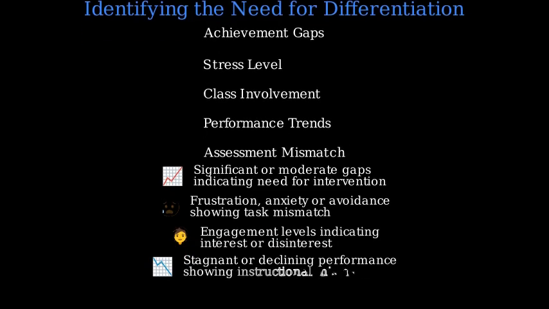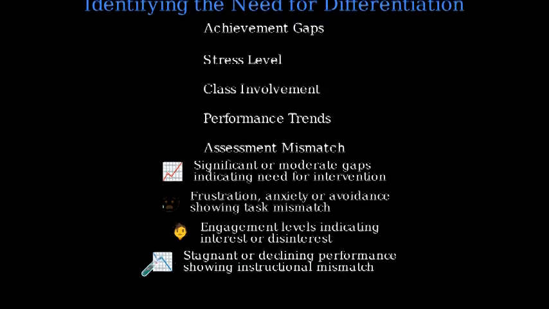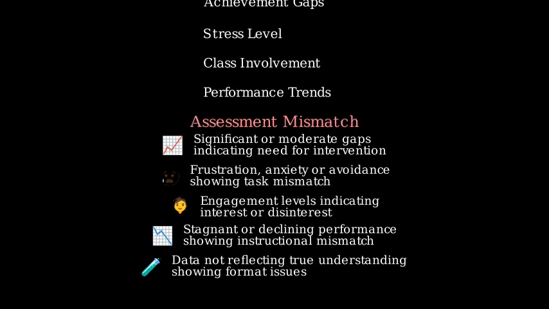Performance trends that show stagnant or declining performance for many students signal that current instruction is not meeting the needs of a significant portion of the class. Finally, assessment mismatch occurs when assessment data doesn't reflect students' true understanding. This suggests that either the assessment format or the instructional approach needs to be differentiated.